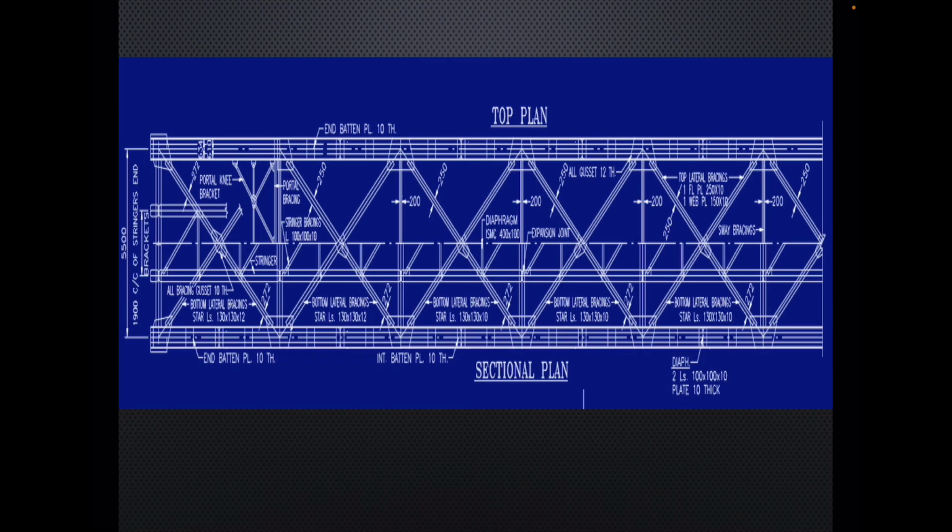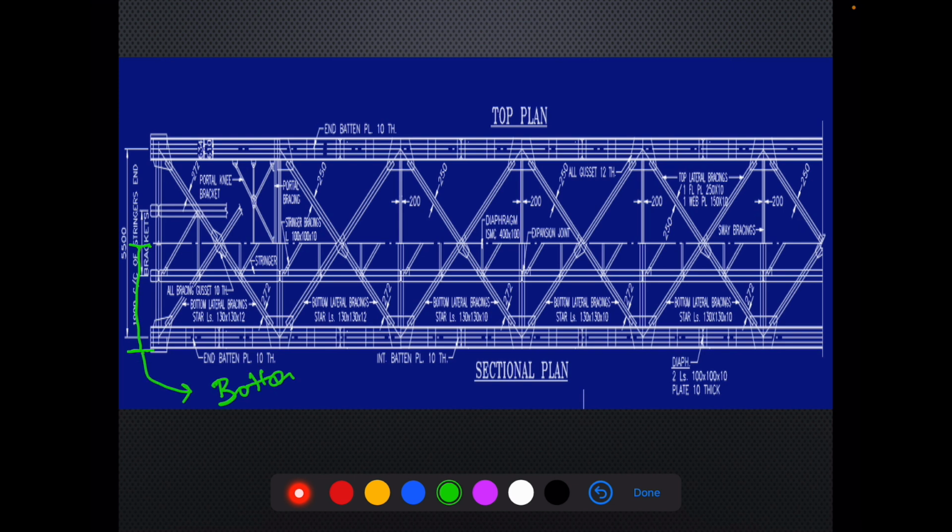Then let's see the bottom plan and top plan of a typical open web girder. This lower half portion represents the bottom of the open web girder, and this upper half represents the top plan of an open web girder. So let's first see the bottom plan.